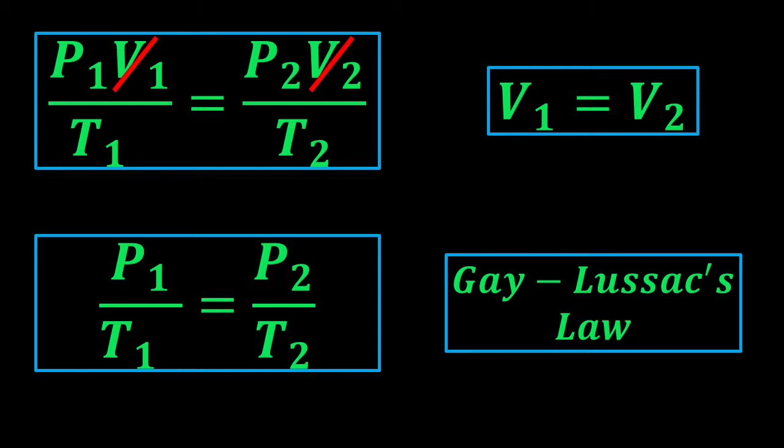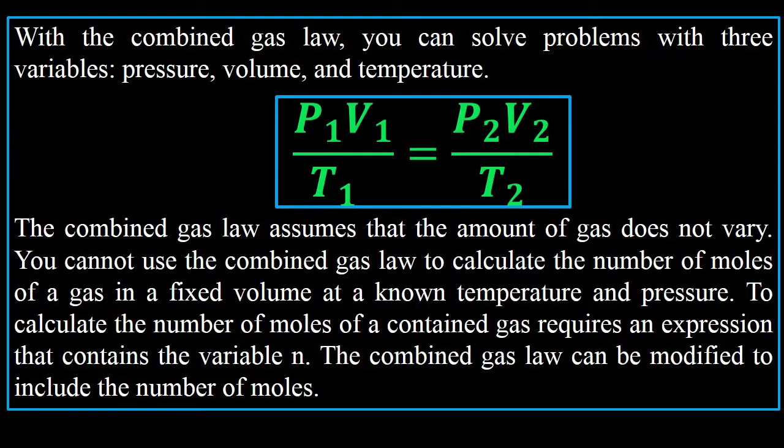P1 over T1 equals P2 over T2. So all you have to do is really know the combined gas law: P1 V1 over T1 equals P2 V2 over T2. And if you know the combined gas law, all the other ones become very easy.